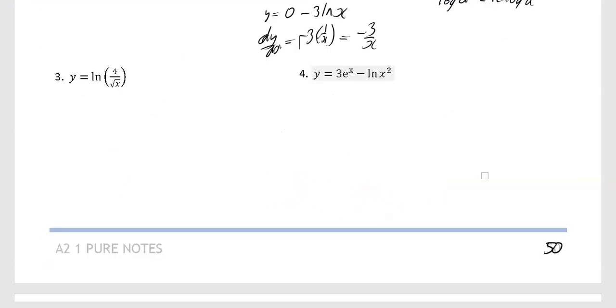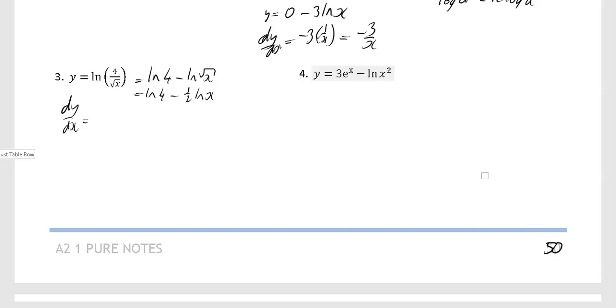Okay, so a couple more examples here. For example 3, we've got to find your dy by dx. So first of all, that's what we're looking for. I'm just going to change this at the start. I'm going to write that as ln of 4 minus ln of root x. That's the same as ln of 4 minus a half ln x, and that's because root x is the same as x to the power of a half.